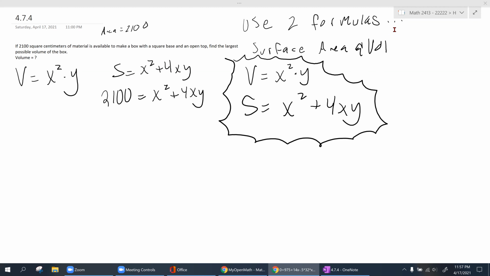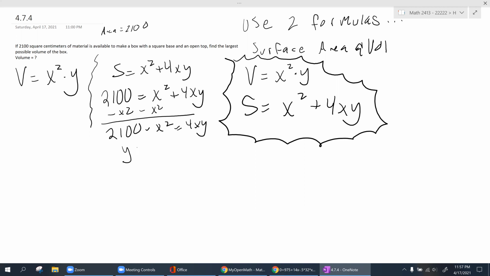This is where you compare it with your other formula. You can get what y is with your other formula. In other words, you take the surface area and solve for y. I subtract x squared from both sides and get 2100 minus x squared is equal to 4xy, and therefore y is equal to 2100 minus x squared over 4x.